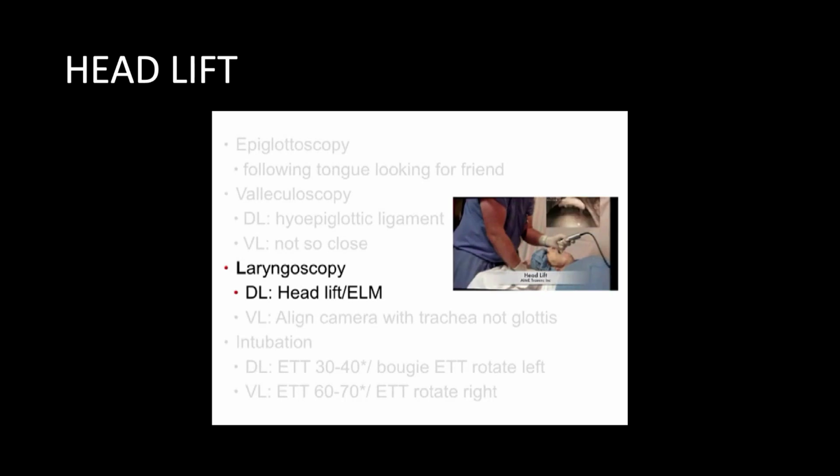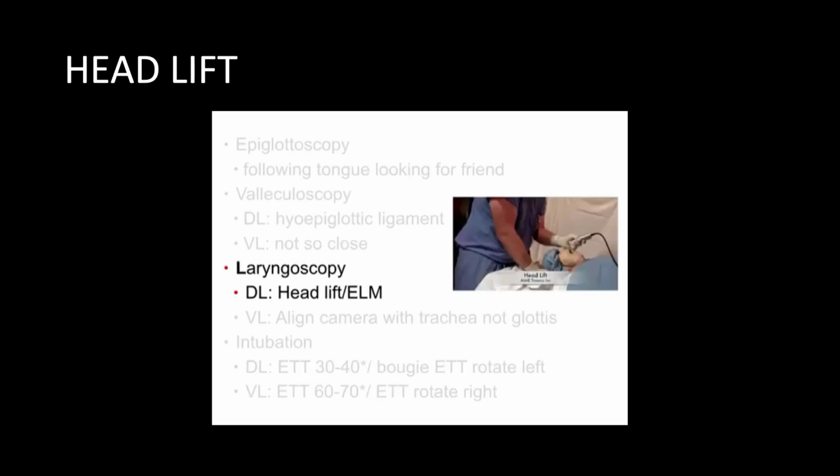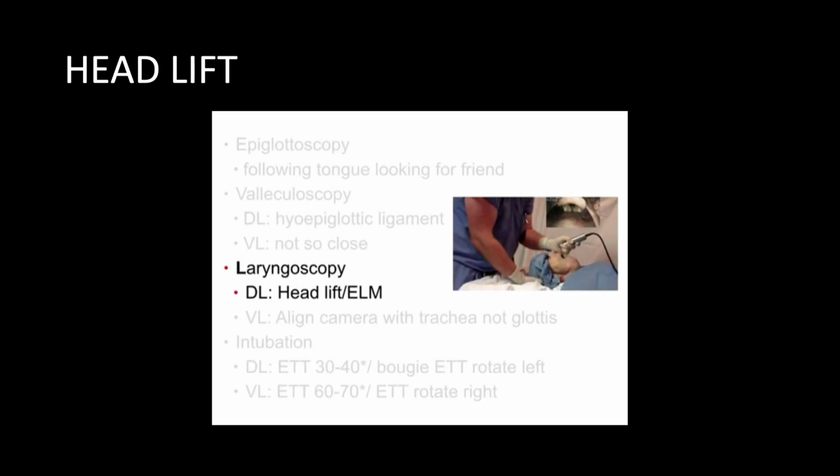This video here shows the benefits of a head lift in getting visualization of your vocal cords. Much of this can be done up front with placing your patient in an ear to sternal notch position, but this head lift where you are ear to sternal notch, face plane parallel to the ceiling, you'll really help align those axes we talked about earlier in the lecture to permit passage of your endotracheal tube.